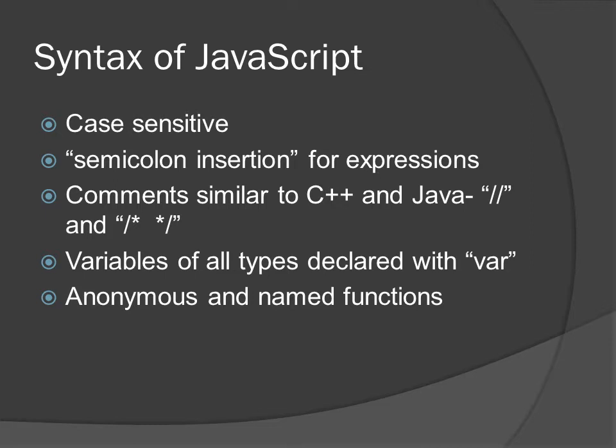Comments are similar to C++ and Java, with double slashes for single line comments and slash asterisk for multi-line comments. Unlike Java, JavaScript variables are all declared the same way by declaring var. JavaScript also features anonymous and named functions.